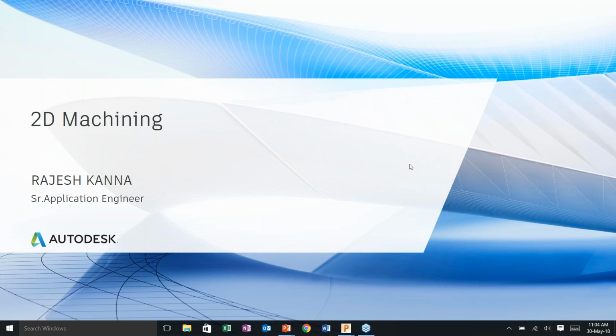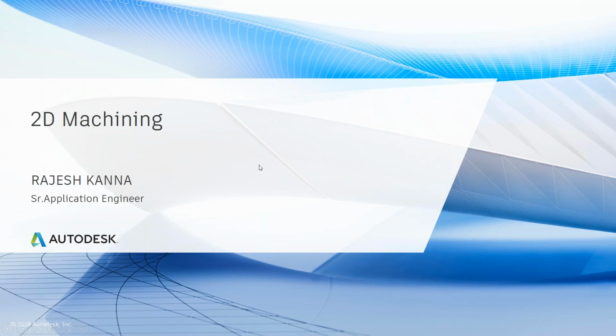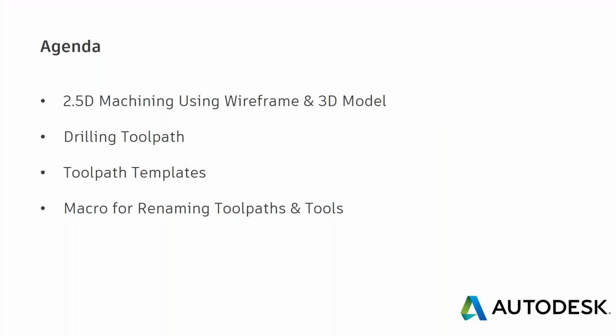Today we are in the Autodesk PowerMill webinar on 2D machining. First, we move into today's agenda. We are going to look into 3 examples. The first one is using a wireframe model. We are going to create toolpaths with the help of toolpath templates.